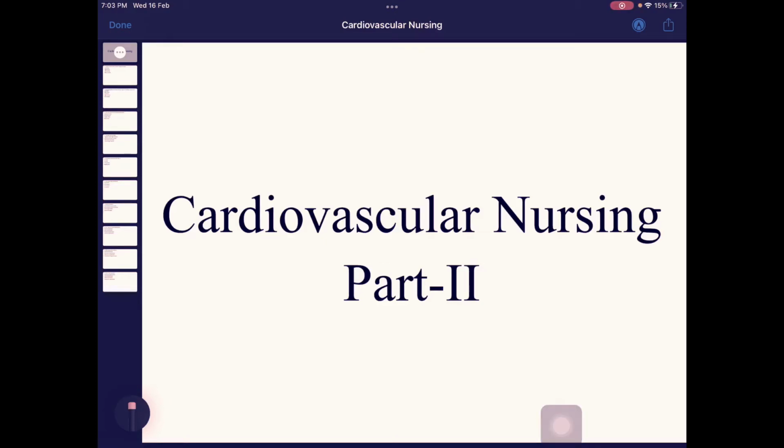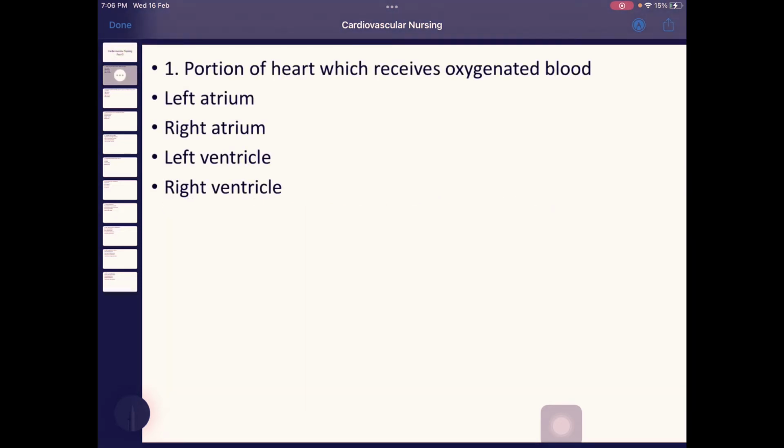Today I'll talk about cardiovascular nursing part 2. So the first question, portion of heart which receive oxygenated blood. The option given first is left atrium, second right atrium, third left ventricle, and fourth is right ventricle.